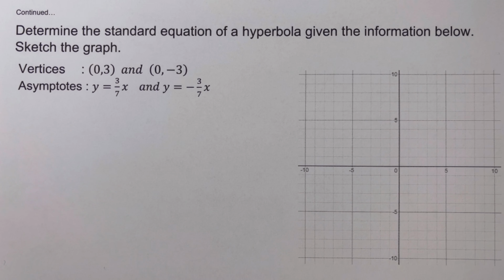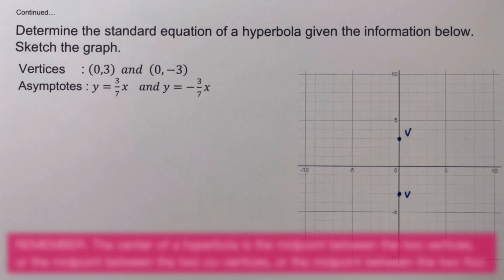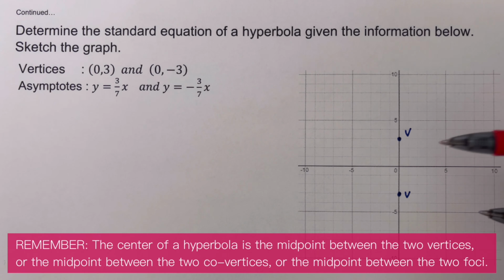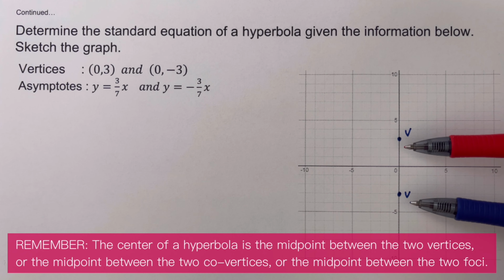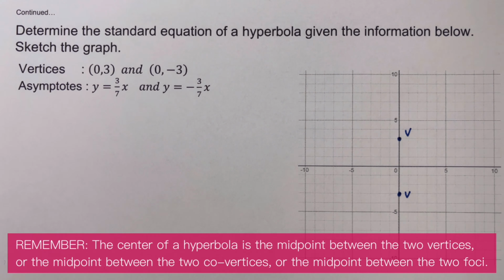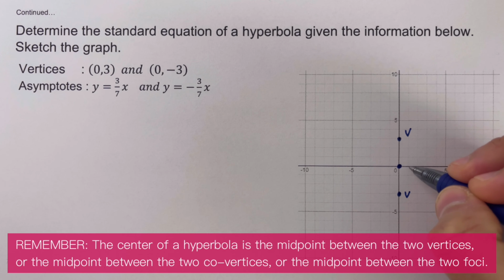Okay, so let's go over the problem here. We're given the two vertices. I'm going to plot these two vertices up here. Now we remember that the center of the hyperbola is the midpoint between the two vertices, the midpoint between the two co-vertices, or the midpoint between the two foci. So in this problem, the midpoint between these two vertices is at 0, 0, or at the point of origin. So I'm going to label this as letter C.